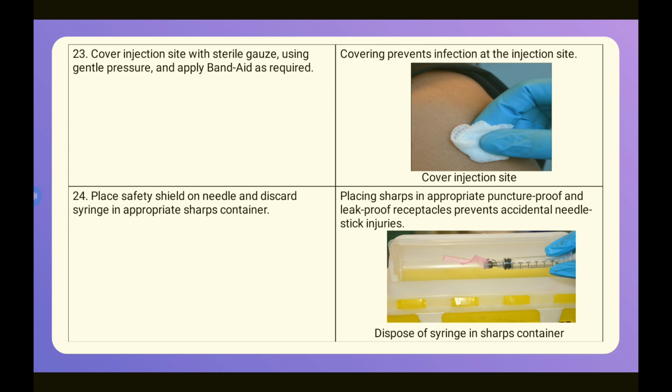Number 24. We place a safety shield on the needle and discard the syringe in the appropriate sharps container. Placing the sharps in the appropriate puncture-proof and leak-proof receptacles prevents accidental needle stick injury, as you see in the image that disposes of the syringe in the sharps container.